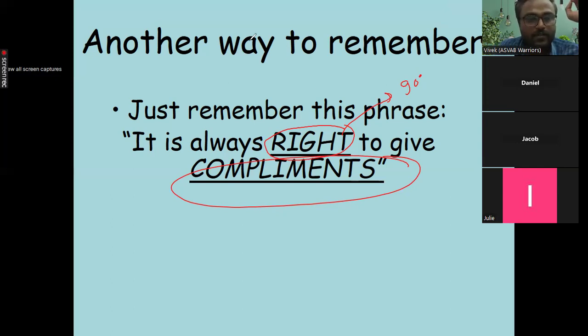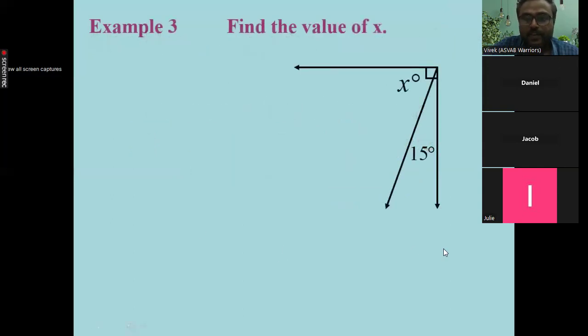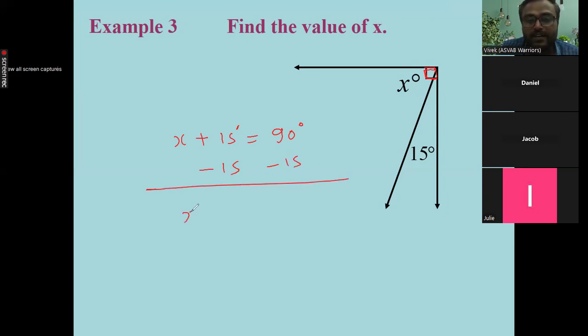Yep. Now, Jacob says, right. That's awesome. Let's move on. If you guys observe this question carefully, wherever you see any angle forming a box, that means it is 90 degrees. So x plus 15 degrees is equal to 90 degrees. If I subtract 15 from both the sides, what would I get? X will be equal to 90 minus 15, which is nothing but 75 degrees. It was easy peasy, lemon squeezy.